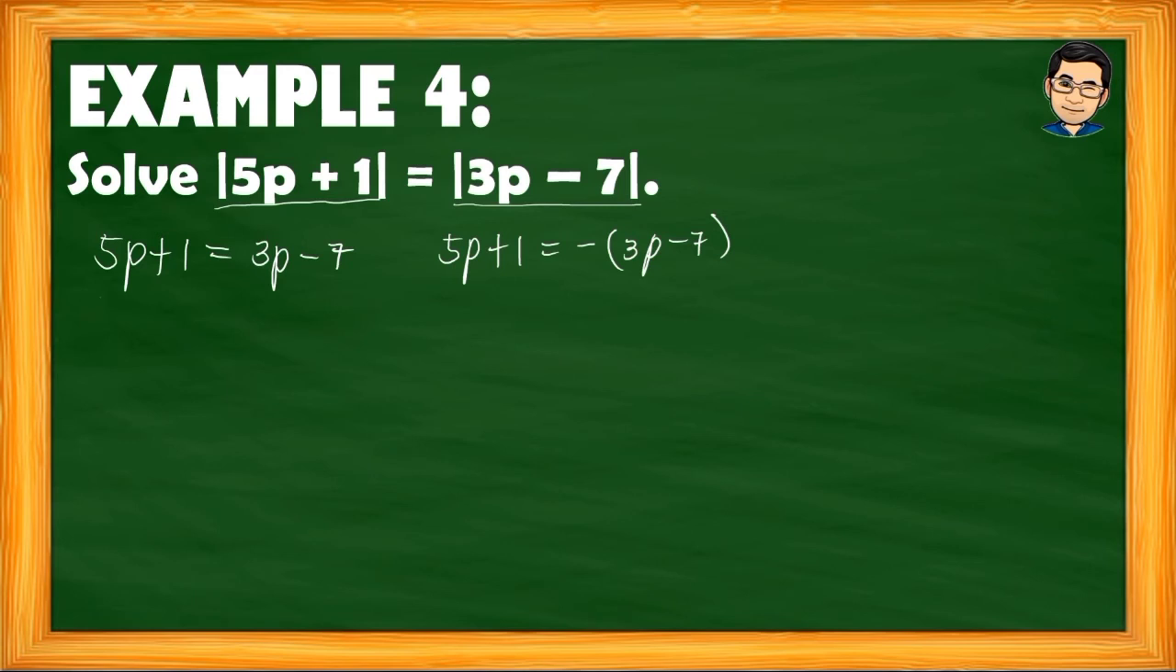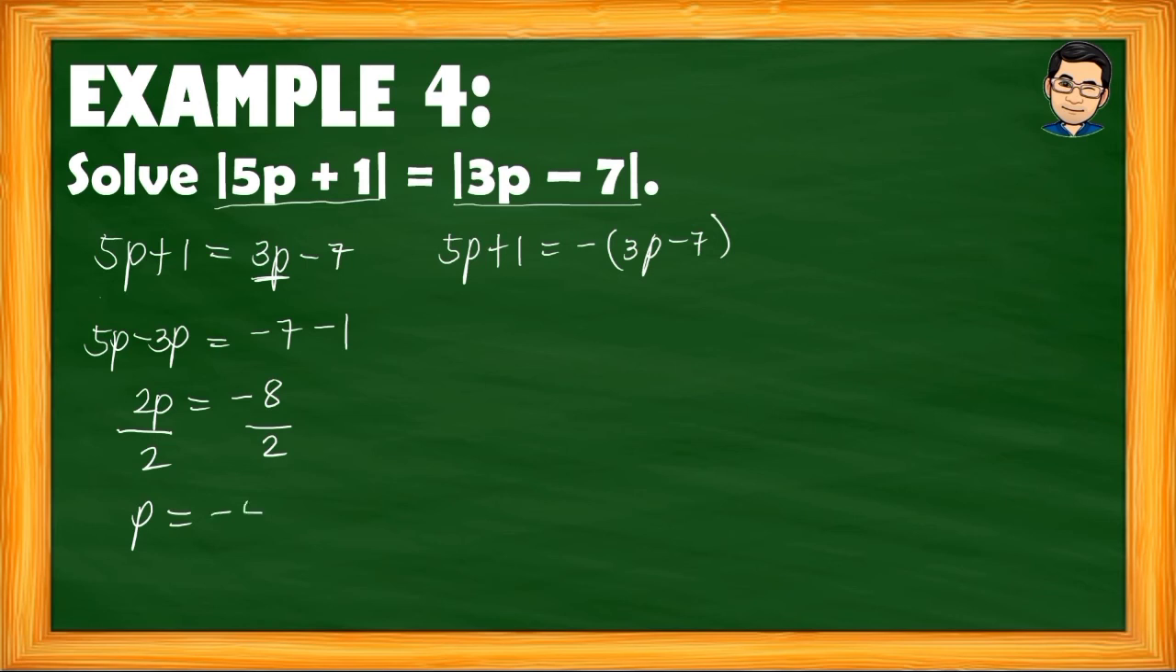So, 5P plus 1 is equal to 3P minus 7. So, yung 3P, kailangan nating madala sa left side. And then, yung 1, kailangan nating dalhin sa right side. So, ang gagawin natin, magsusubtract tayo ng 3P to both sides, tsaka 1 to both sides. So, 5P minus 3P is 2P equals negative 7 minus 1 is negative 8. And then, we divide both sides by 2. So, negative 8 divided by 2 is negative 4.